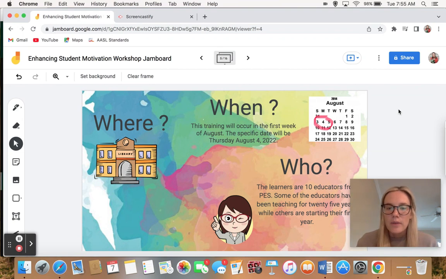And then my who, I chose to use the learners as 10 different educators from my school. I wanted to have a diverse group so that there were different discussions and backgrounds and ideas. And so I said some of the teachers have been teaching for 25 years while others are just now starting their first year of teaching, which I think is important in any kind of workshop, to have a diverse group.